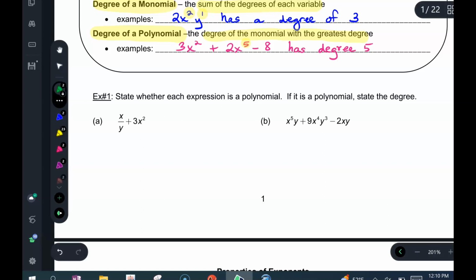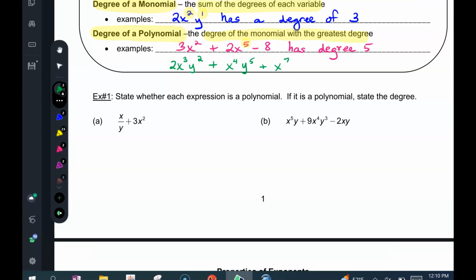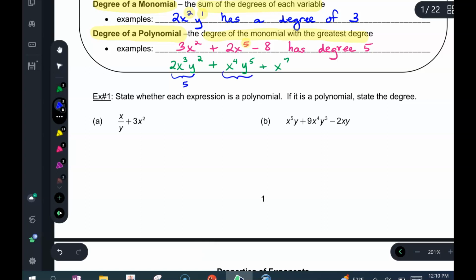Let me give you another example. How about 2x to the 3rd y squared plus x to the 4th y to the 5th plus x to the 7th. So look at each degree. This one is going to have a total of 5. This one, the exponents add up to 9. And then this one just has one exponent, so that part is 7. So which one had the largest term? The 9. So that's the degree of this one. Is that a little more clear? Yeah.